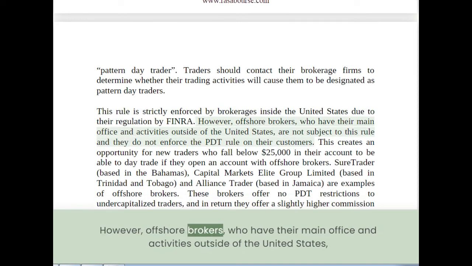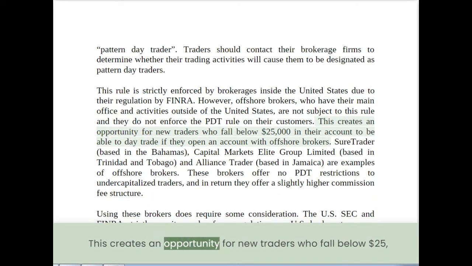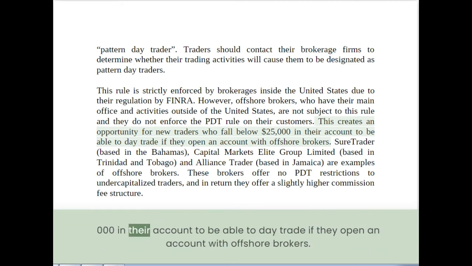However, offshore brokers, who have their main office and activities outside of the United States, are not subject to this rule, and they do not enforce the pattern day trader rule on their customers. This creates an opportunity for new traders who fall below $25,000 in their account to be able to day trade if they open an account with offshore brokers.